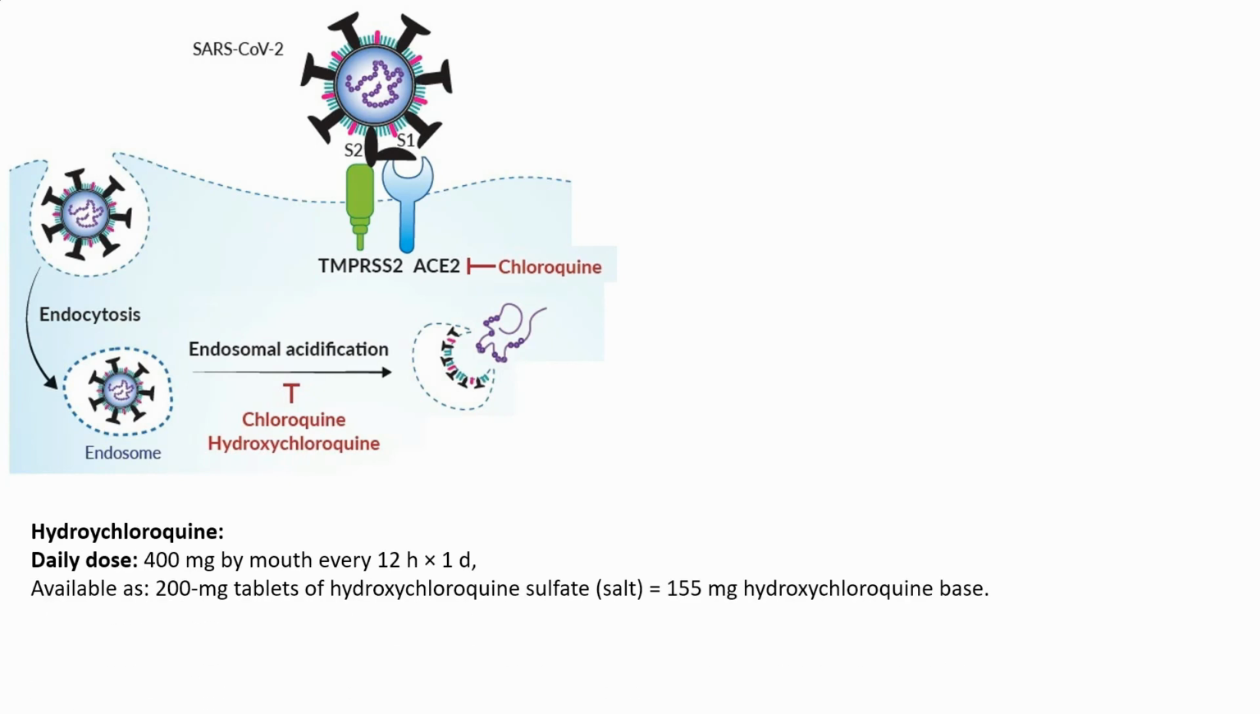About hydroxychloroquine, as you see here, it affects endosomal acidification, preventing it. The daily dose is 400 milligrams by mouth, once or twice a day. We can find it in 200 milligram tablets, mainly in the salt form, which has 155 milligrams of the base of this drug.